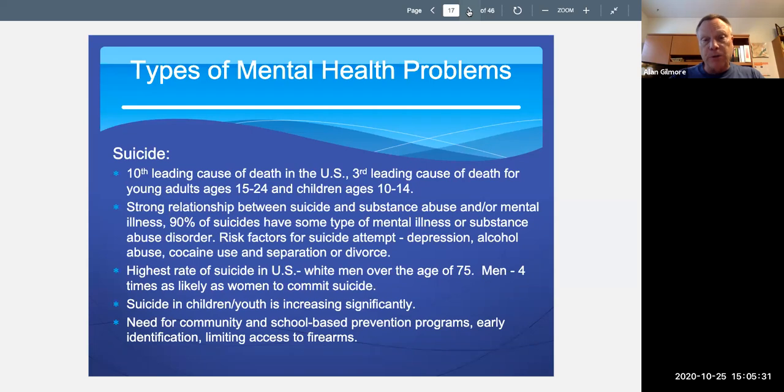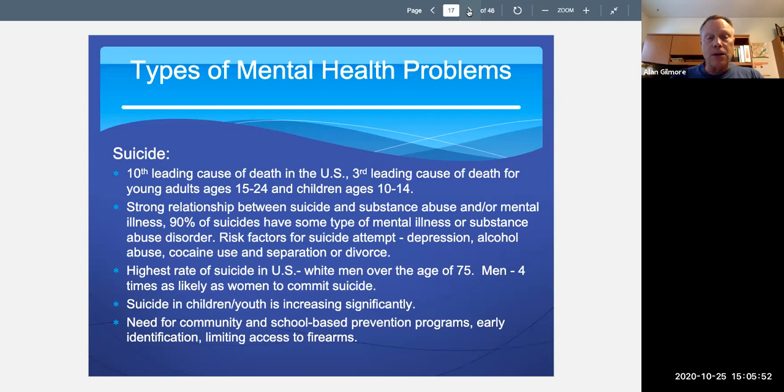Risk factors for suicide attempt include depression, alcohol abuse, cocaine use, and separation or divorce. It's interesting that the highest rate for suicide in the US is white men over the age of 75. Men are 4 times as likely as women to commit suicide.